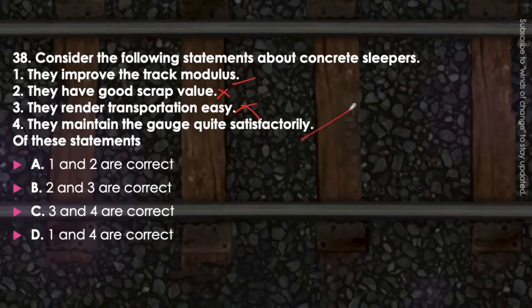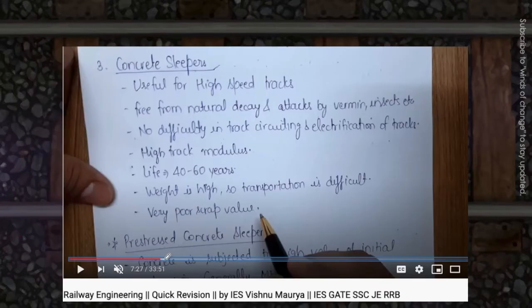Okay, so which one will be the correct statement? 1 and 2 are correct, 2 and 3, or 3 and 4, or 1 and 4. So we can see here that 1 and 4 are correct. So option D will be correct. Okay, option D is the correct answer. We have explained about concrete sleepers in the revision video of railway engineering. You can watch there. All the points are discussed in that video.